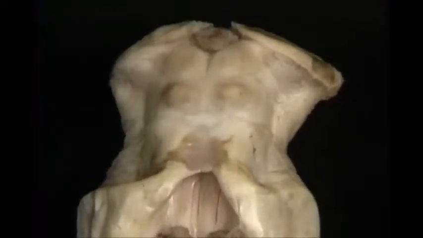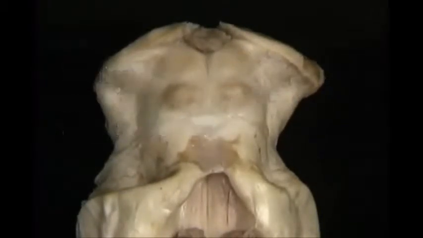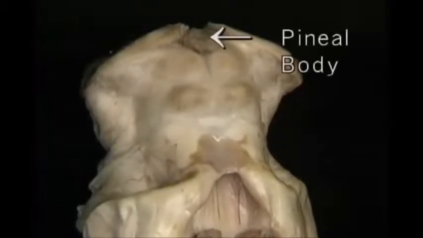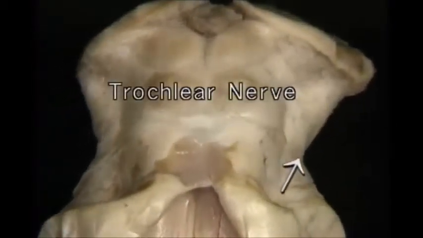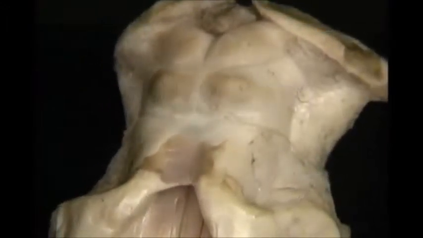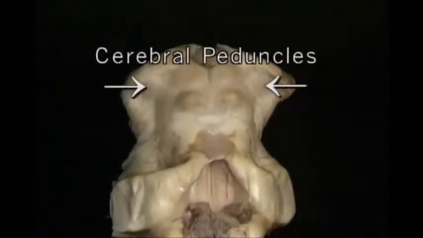Features of its dorsal surface are the upper part of the roof of the fourth ventricle, the superior cerebellar peduncles. These bulges are the inferior and superior colliculi, and in the midline, the pineal body. The fourth cranial nerve, the trochlear, emerges from the dorsum of the midbrain. The midbrain spreads out into these two massive columns, the cerebral peduncles, which connect the brainstem to the cerebrum.